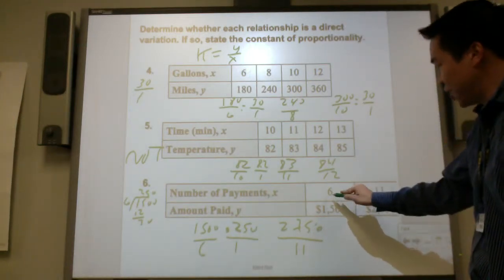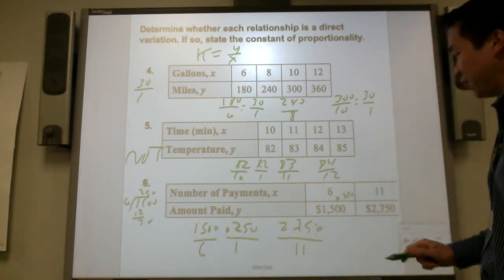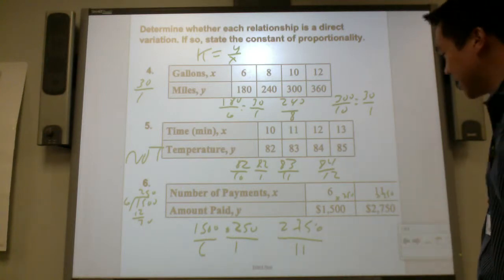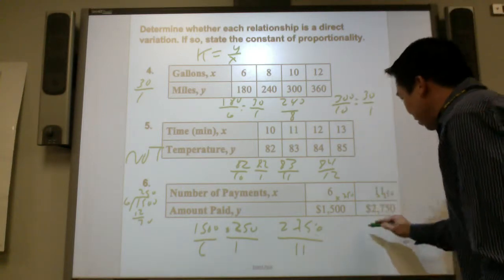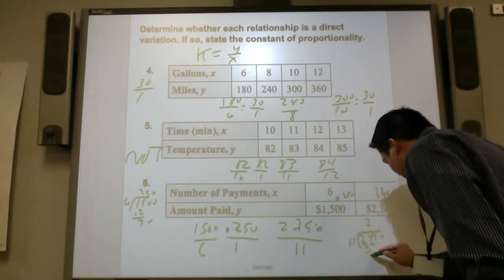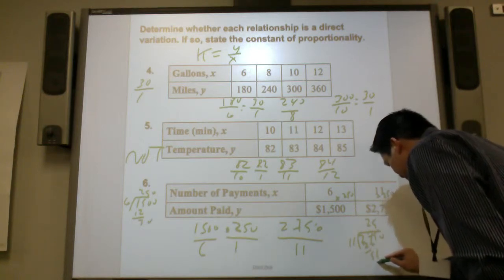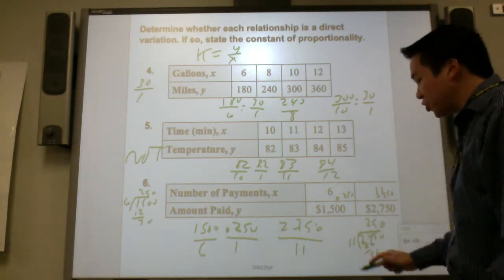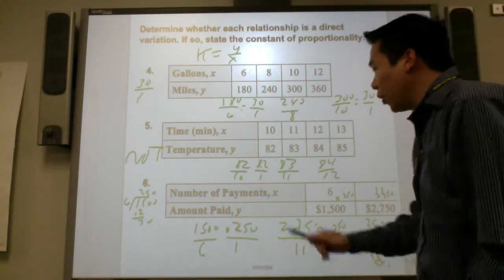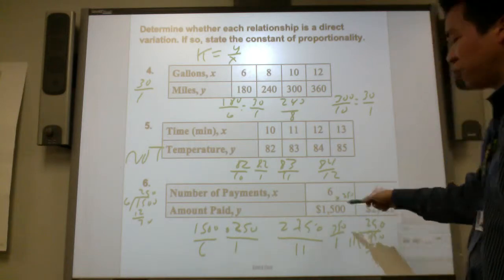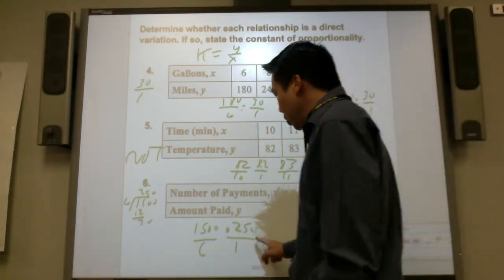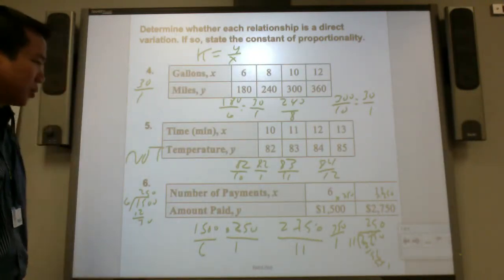So the relationship here is 6 times 250 is 1,500. Will 11 times 250 make 2,750? If I divide 2,750 by 11, I get $250 also. So is there a direct variation? Is the first ratio related to the second ratio? They are related to each other. So it's $250 over 1, and that's the relationship.